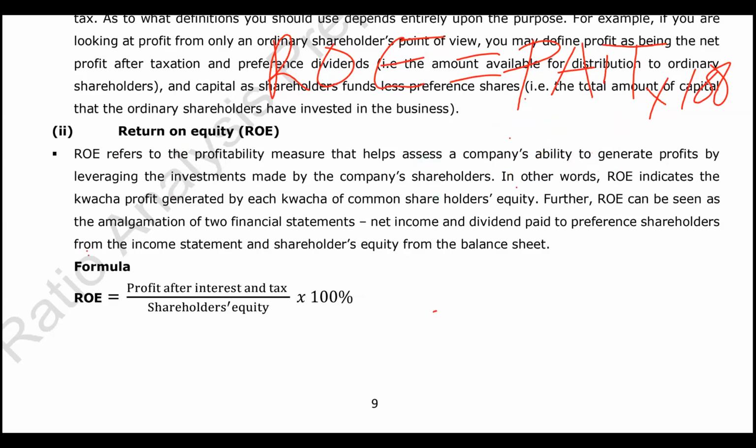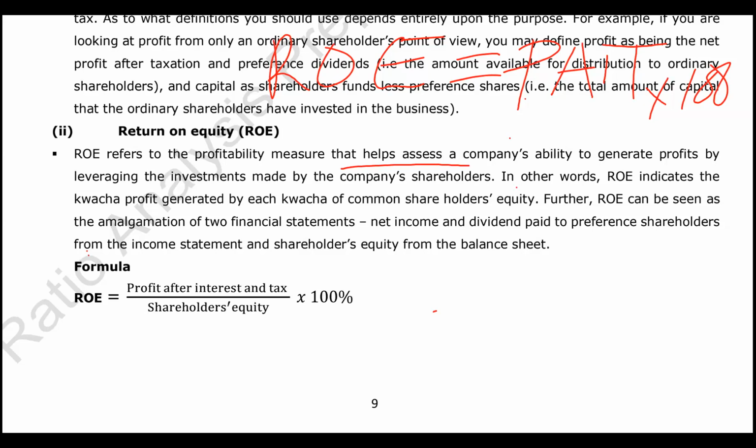So basically, the ROE, or return on equity, helps us to measure or to assess the company's ability to generate profits by leveraging the investments made by the company's shareholders. So ROE usually indicates the profit that is generated by each unit of common shareholders' equity. That is what ROE measures.